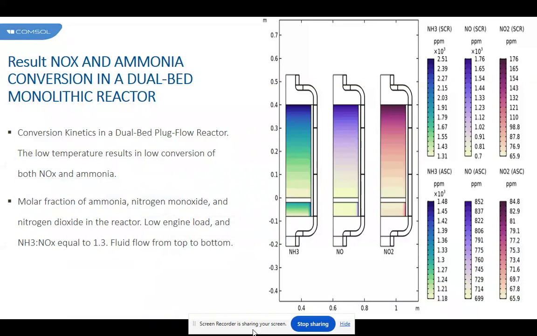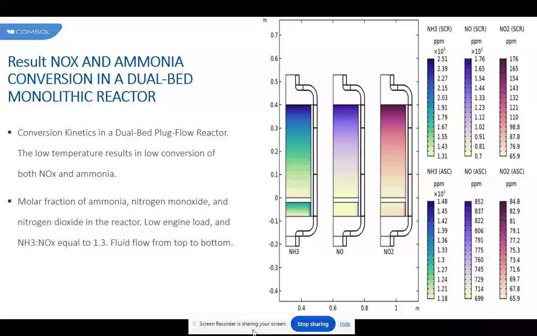The reactor consists of two monolithic beds placed in series. In the first bed, selective catalytic reduction (SCR) of nitric oxide (NO) and NO2 with ammonia occurs. Downstream of this catalytic bed, an ammonia-slip catalyst (ASC) is installed. The ASC bed converts the unreacted ammonia into nitrogen.